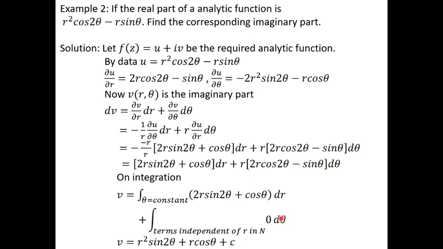Now, apply the integration. 2 sin 2 theta is a constant, write as it is. Integration of r is what? Integration of r is r square by 2. R square by 2 means the 2 cancels. Remaining is r square sin 2 theta. Plus cos theta is a constant. Then integration of dr is r into cos theta plus the integration constant. See, here integration of 0 is again 0. Hence, this is the function of the imaginary part.